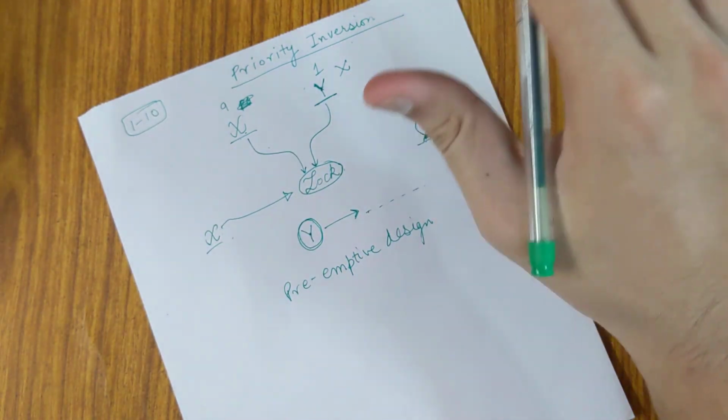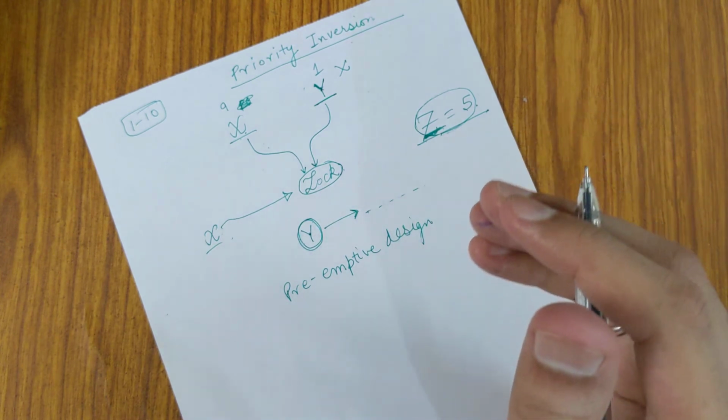So this is an anomalous condition which is called priority inversion.